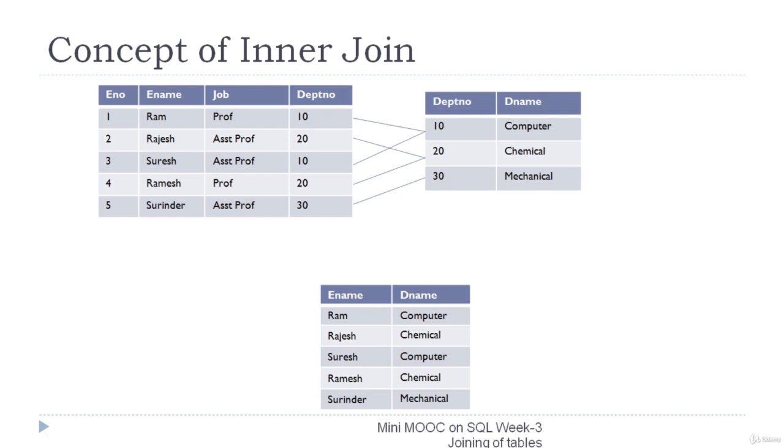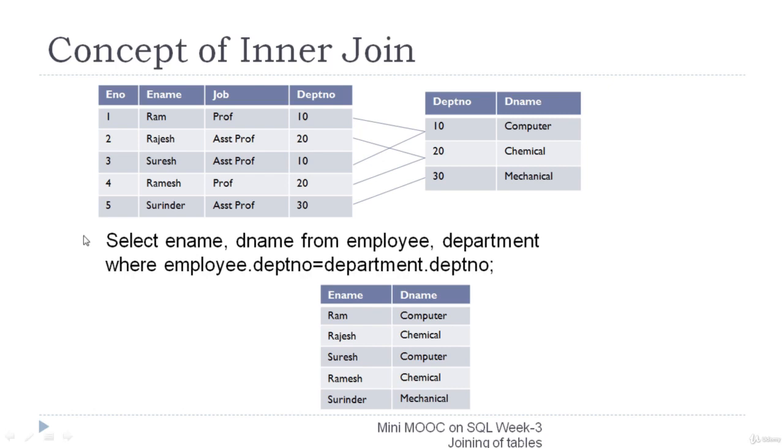So let us write the corresponding select statement. The select statement will be select ename, comma dname from employee, comma department, where employee dot department number equal to department dot department number. Since department number is common in both the tables, it is important to add table name as a prefix to column name to resolve its ambiguity.